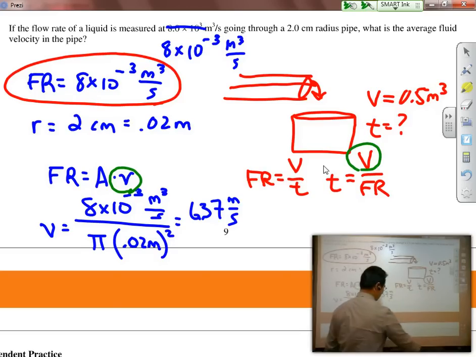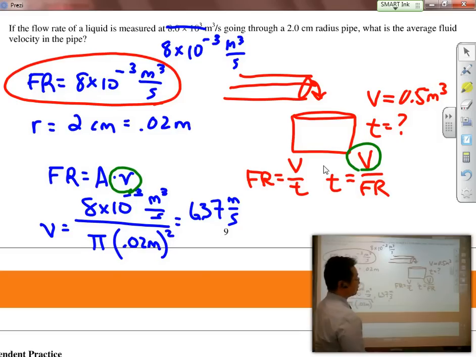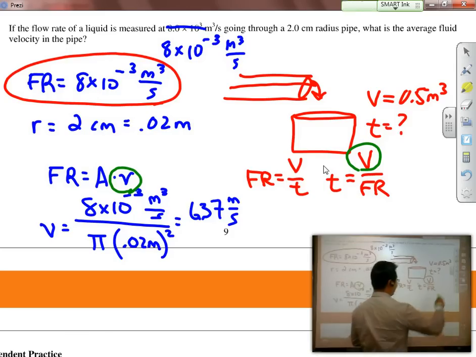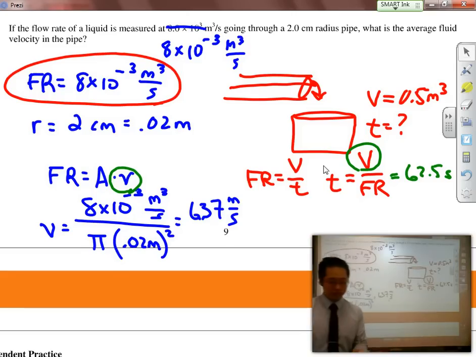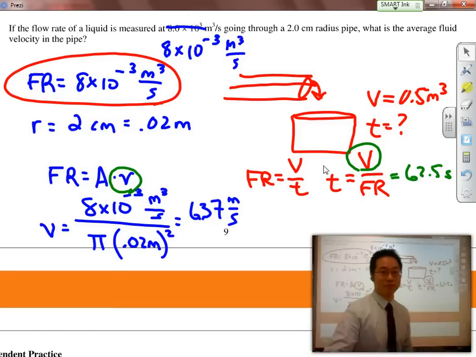That means volume. So in this case, if I take the 0.5 meters cubed and divide it by the flow rate, I would see that it would take a time of 62.5 seconds. So that's how we use flow rate.